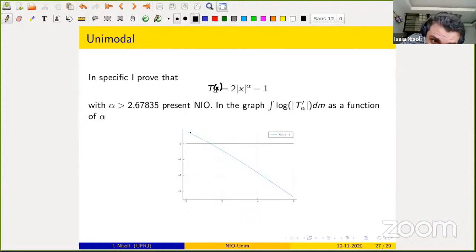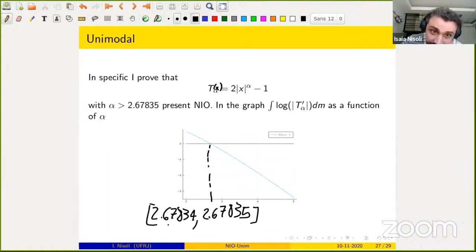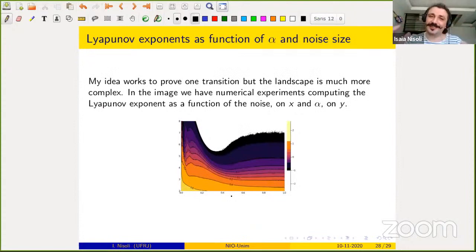And you can see that here at 2.6785, there is an interval here. I can compute the value of this guy. Okay, that here we have a transition from positive to negative. And so for alpha bigger than this value, we have proved that there exists at least one transition, okay, by this continuity argument. But the thing which is really fun is that the landscape is much more complicated.